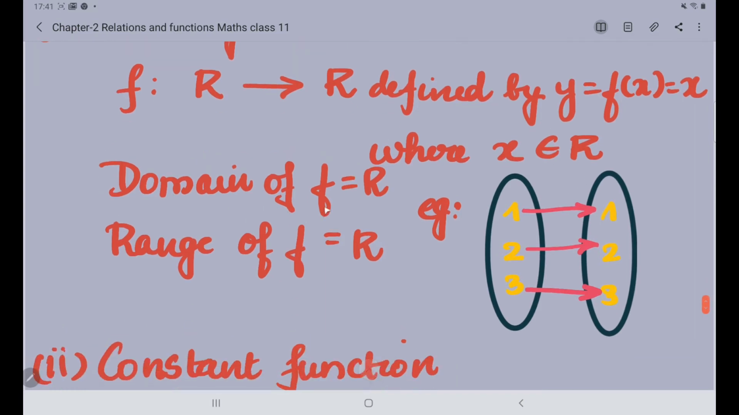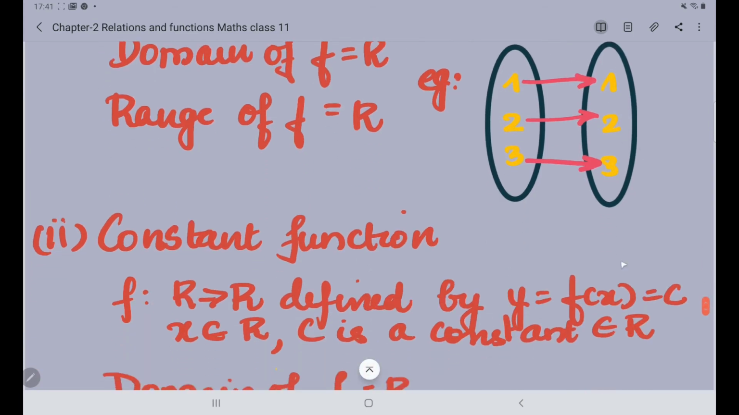The domain of this function is R, it can take any values, and the range of the function can also take any values in the real number set. You have here x, which belongs to the real number set, and y also belongs to the real number set, because they are identity functions. So it's very easy. I have just drawn an arrow diagram for your understanding.